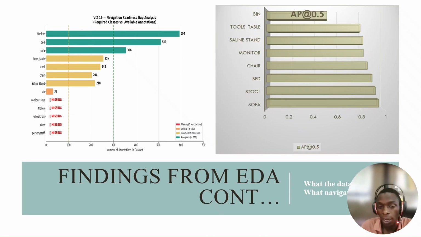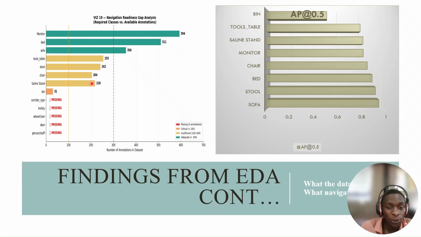My name is Dr. George, and I'm here to continue from where my colleague stopped. For the current slide, we are going to talk about the EDA findings and the gap analysis. The most important finding was that there are 5 classes that are completely missing, and they're important in navigation: the corridor signs, the trolley, the wheelchair, the door, and the person. Of the 8 classes, only the monitor, the bed, and the sofa meet the 300 annotation threshold for reliable detection.